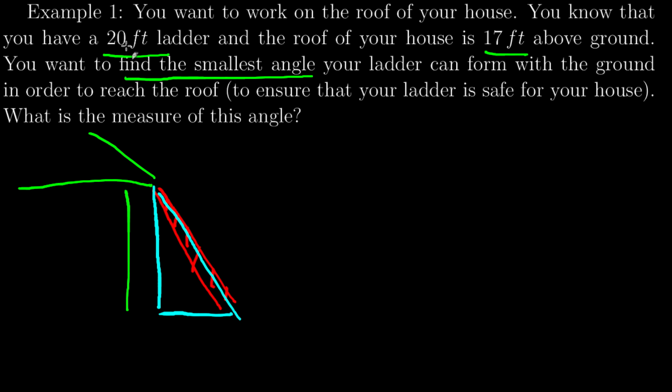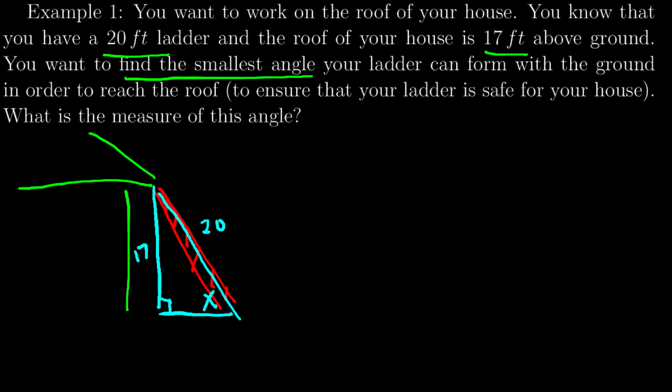We know that we have a 20-foot ladder. Well, where's the ladder? The ladder's right here. Put a 20 right there. I'm going to assume your house isn't all tippy, so I'll put a right angle there. And we know that the roof is 17 feet above the ground, so I'll put a 17 here. I want to find the angle the ladder makes to the ground. That's going to be right here. I'll put an X right there.